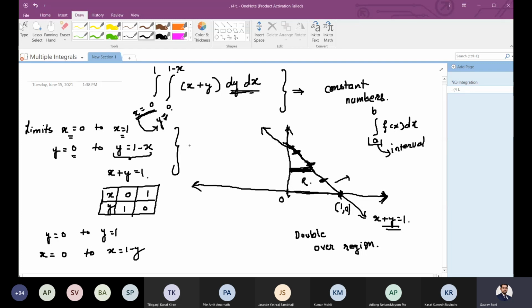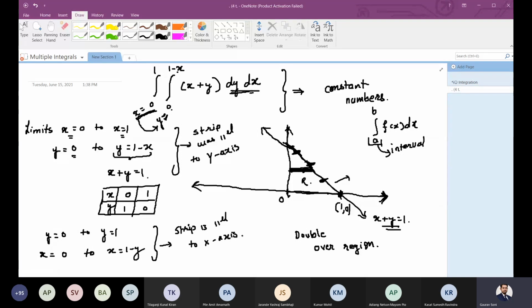Exactly. So in this integration, the strip was parallel to which axis? Earlier, the strip was parallel to the y axis. Now what we have done is we have changed the orientation of the strip. Now the strip is parallel to the x axis. So these are going to be the limits when the strip is parallel to the x axis.